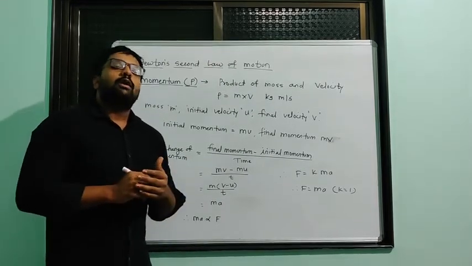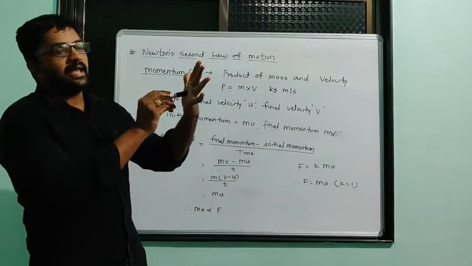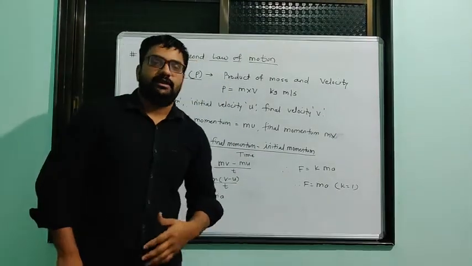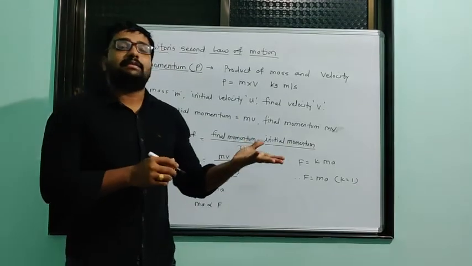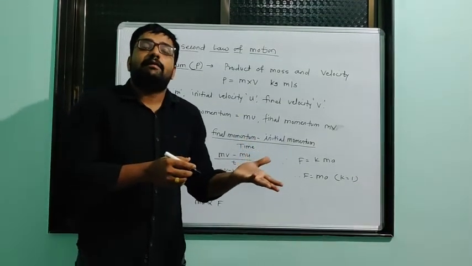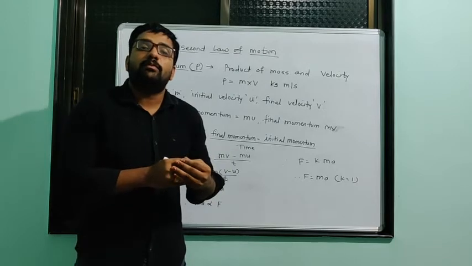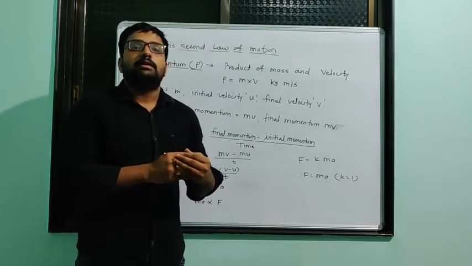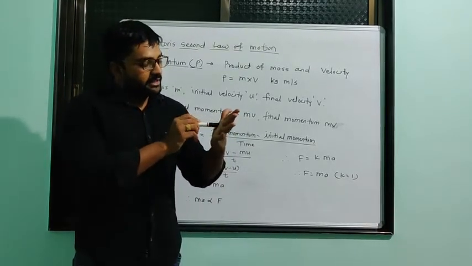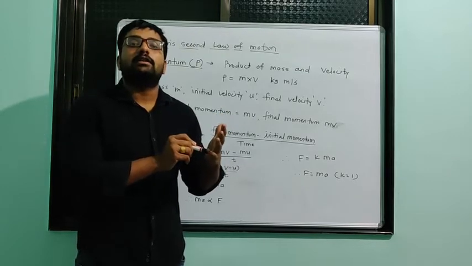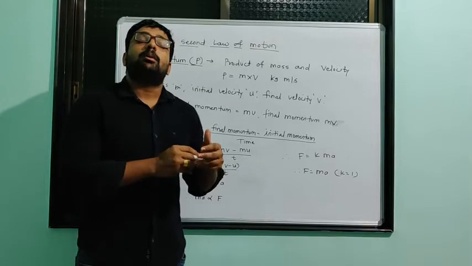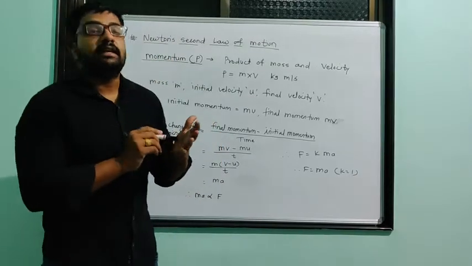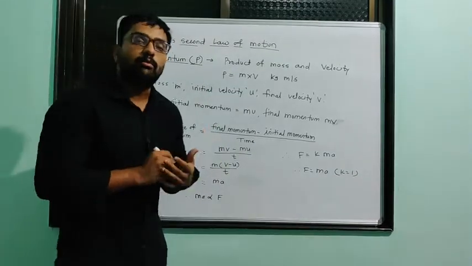Now if one object is striking another object, then whatever change takes place after the collision of these two objects depends on the velocity and mass of the other object. And this product of mass and velocity is simply called momentum.